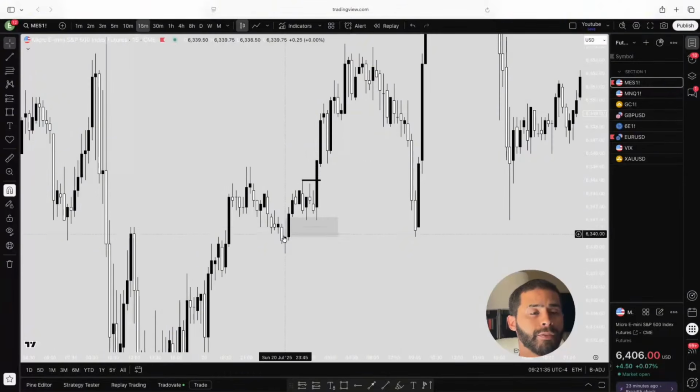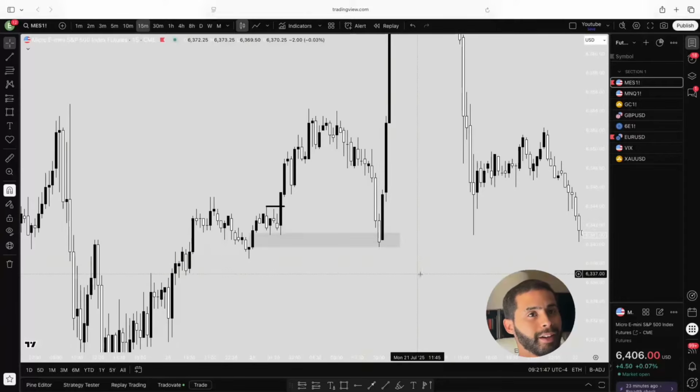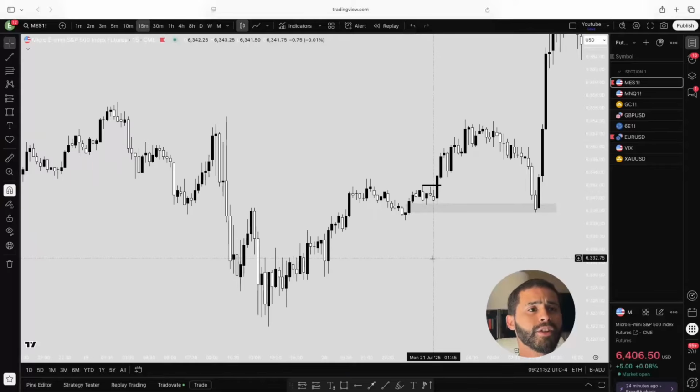The fair value gap is formed, filled, breaks structure. This is my power zone. And once we revisit it over here, it takes off. At what time? 9 o'clock. Let's go over some more examples here because I really want to ingrain this into your head. I want this to be tattooed on your brain, okay?